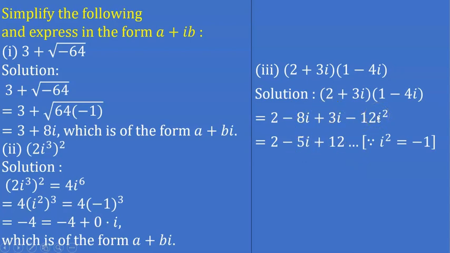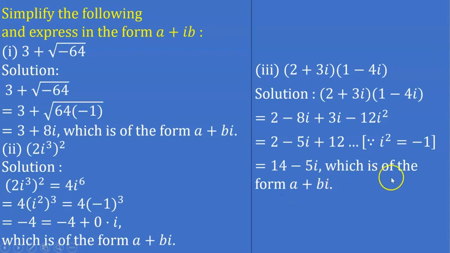i square is minus 1. Minus 12 into minus 1 will become plus. Therefore, you will get 2 minus 5i plus 12. 12 plus 2, that is 14 minus 5i, which is of the form a plus ib. Here the real part is 14 and the imaginary part, that is b, is equal to minus 5.